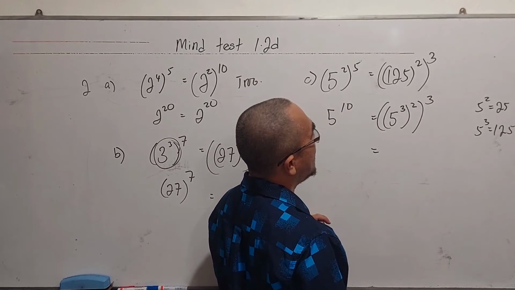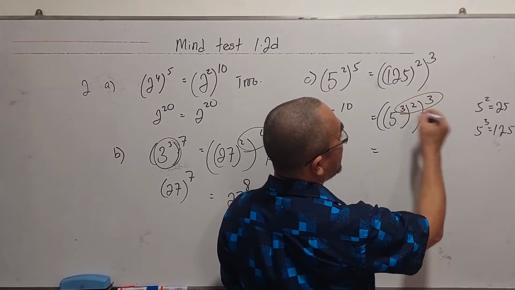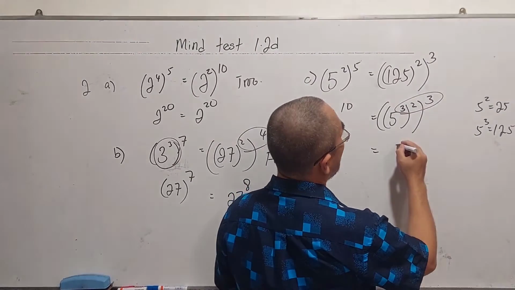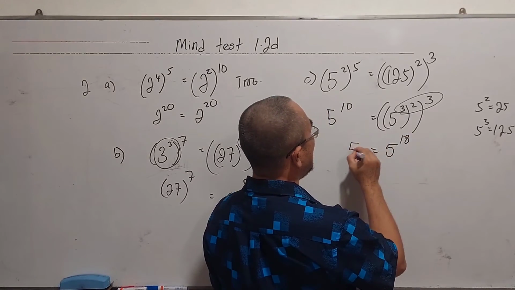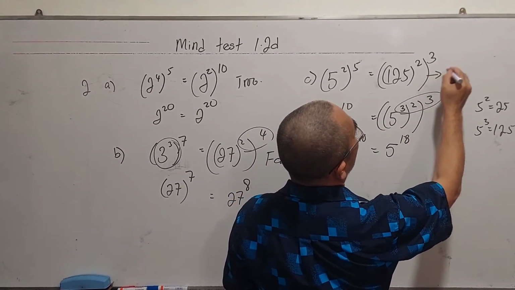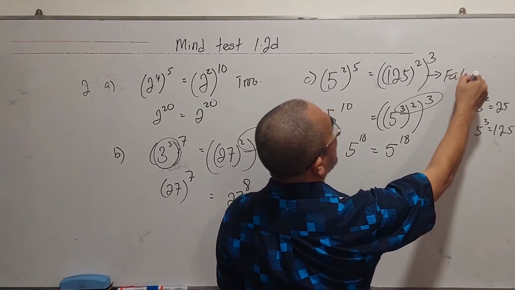So then you just multiply. Even though there are 3 numbers, here will be 5 to the power of 18. Here will be, okay, so false. They are not equal.